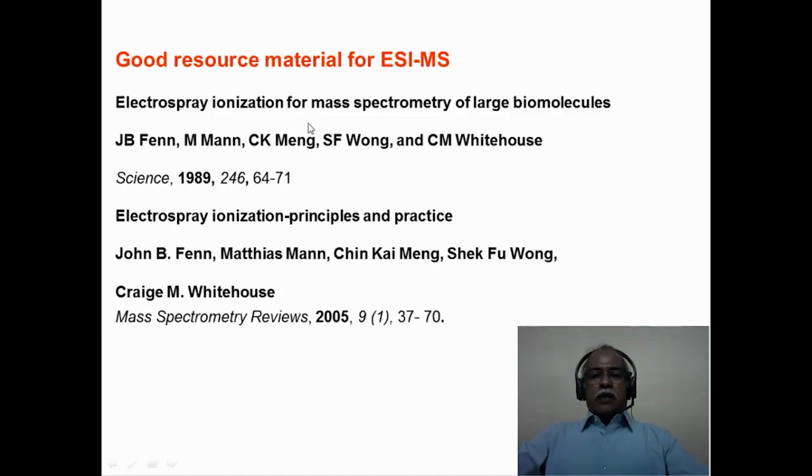Now, a good resource material to read on electrospray ionization mass spectrometry is given here. There are two reviews written by John Fenn himself, one in Science in 1989. This is an older review article, whereas a modern review article is available in Mass Spectrometry Reviews, published in 2005. So, I recommend those of you who are interested in learning more about electrospray ionization mass spectrometry for large biomolecular systems to read these two articles. It will be very useful. Some of the materials are taken from these two articles, which are presented in the subsequent slides.